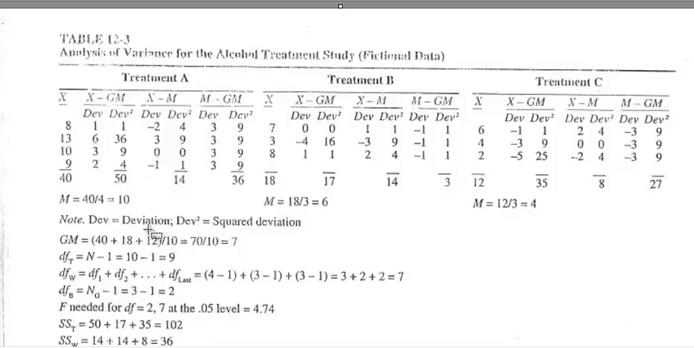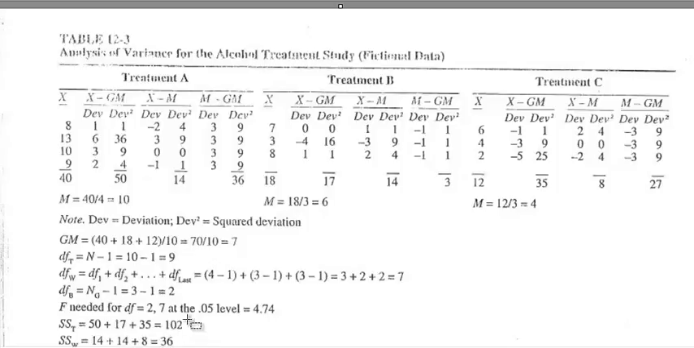Okay, so we're going to take the 50 squared units between the individual scores and the grand mean here, plus this 17, plus this 35. So we have 50 plus 17 plus 35 gives us a total sums of squared deviations between the observed scores and the grand mean of 102. Essentially what we are trying to do with ANOVA, or anything that basically comes from the general linear models, we're trying to account for these 102 squared units.